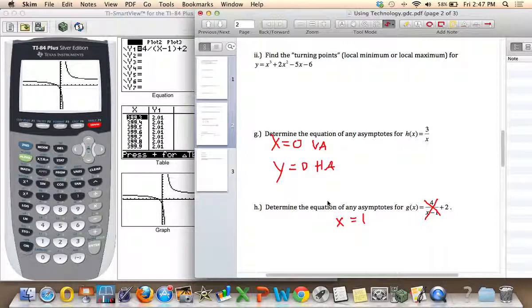So again, if they're asking us for an equation, just be sure that you don't jot down a number only, but all equations have to have equal signs. There's our asymptotes for g and h.